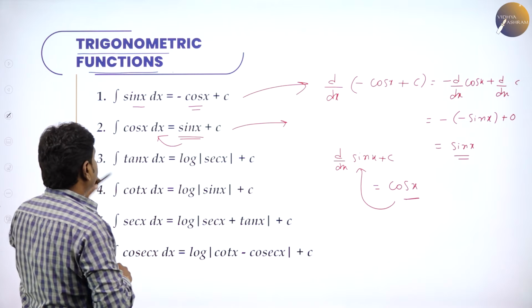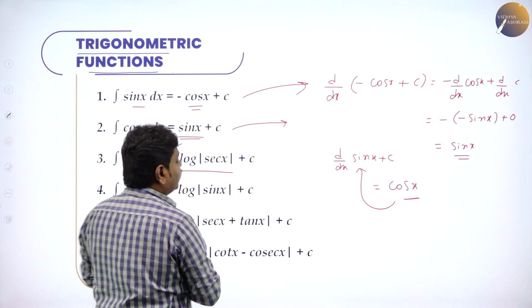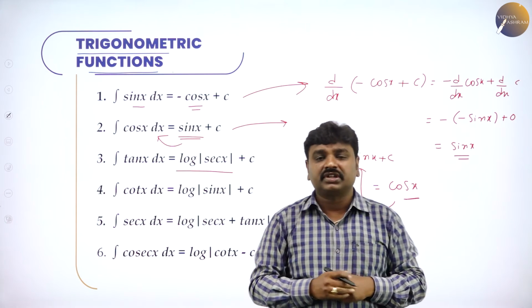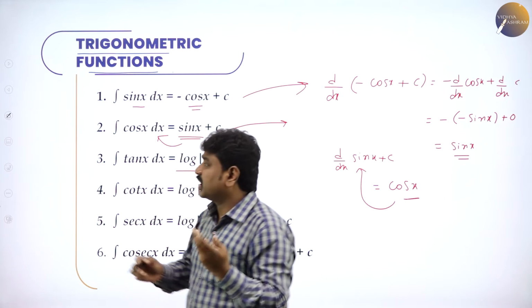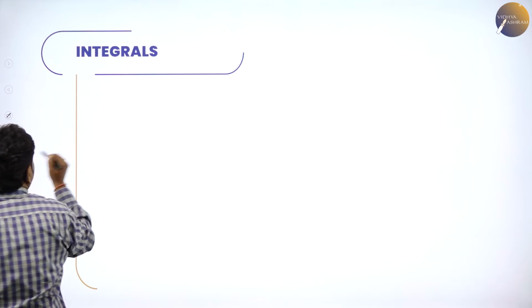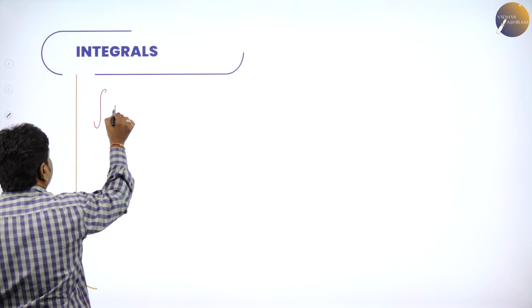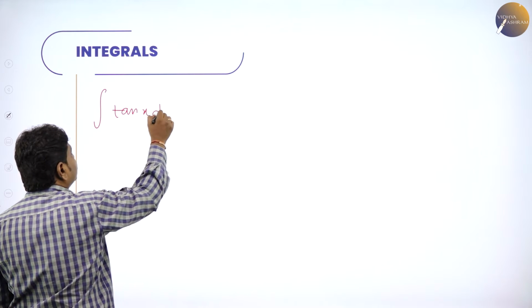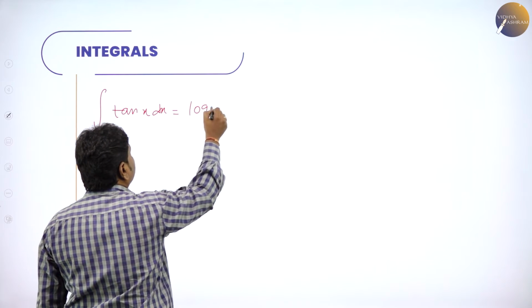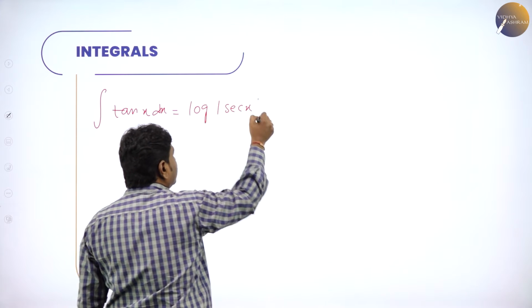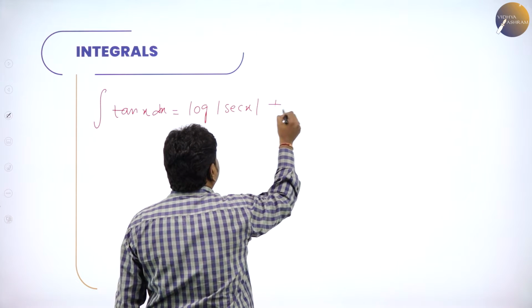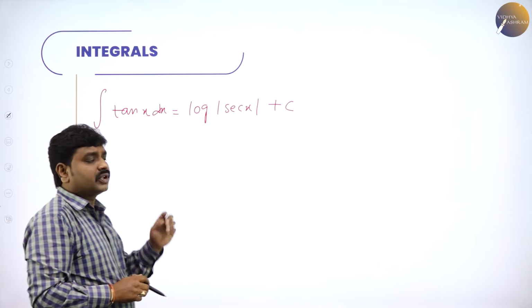And third one, tan x. What is the answer for integration of tan x? Log of secant x. Very interesting. Let us inspect this. I told you integration of tan x dx is log of mod secant x. Why? Because if you differentiate this, you will get this answer. So we'll take RHS.